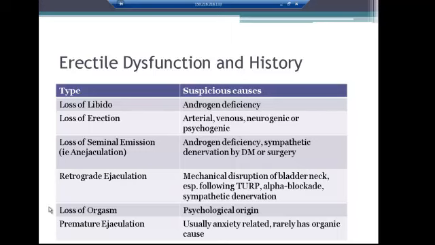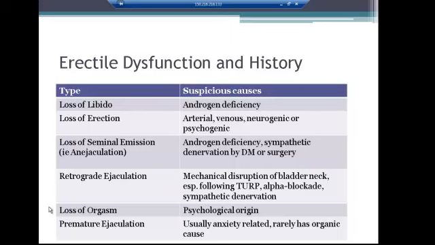Retrograde ejaculation is something that the patient's not going to come in complaining of, but it's something to look at whenever you're trying to understand what's going on. It comes from a mechanical disruption of the bladder neck, especially following TURP or transurethral resections of the prostate. Okay, it can also happen with medications like alpha blockers, and it can happen with sympathetic denervation, either from disease processes like diabetes or from surgery.